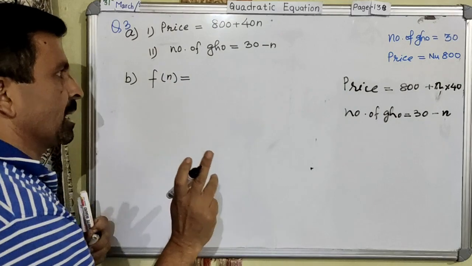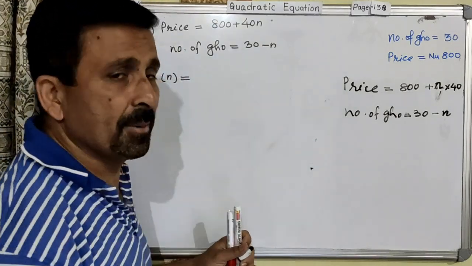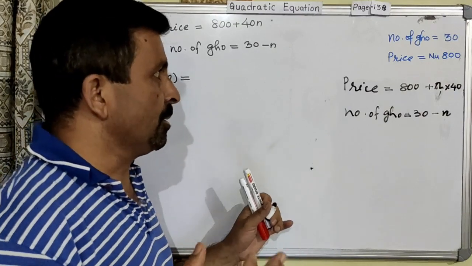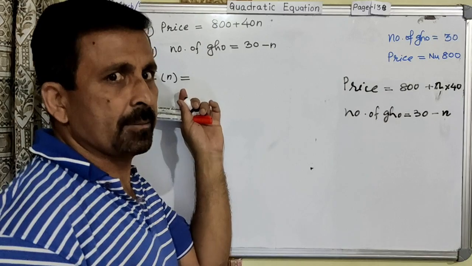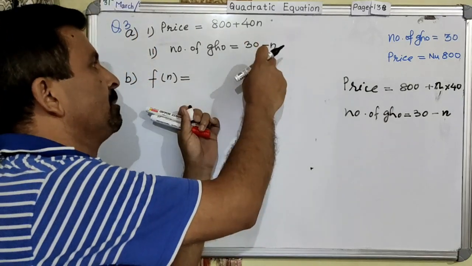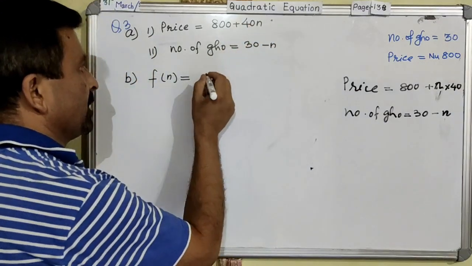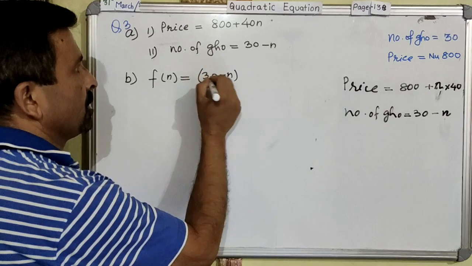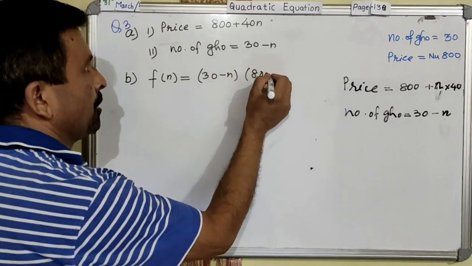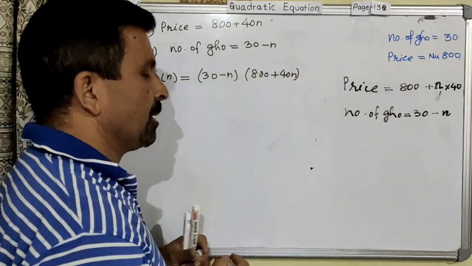Is it okay? So don't make the mistake of writing this as x, because normally in most equations we use the variable x. Sometimes we can make a mistake of writing this variable as x. Please remember that this variable should match the variable that you have assumed. So the product of these two is 30 minus n into 800 plus 40n. So now this became your function.